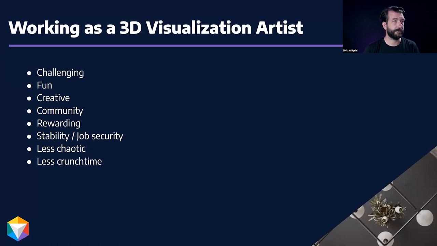Stability and job security is a big thing for me in visualization as well. Usually visualization artists get employed permanently and don't have a contract that runs out. Obviously, there are jobs that have contracts that run out, but it's more common to get a full-time job. So you get stability. You see a lot of visualization artists having families and kids because they get job security. Whereas in VFX and games and so on, it's a bit more common for people to have contracts of weeks or months, sometimes years, but let's just say months at a time, and then they need to go out and find a new contract. For visualization, that's not necessarily the case. It's more common to actually have a permanent contract. So it's a bit less chaotic.